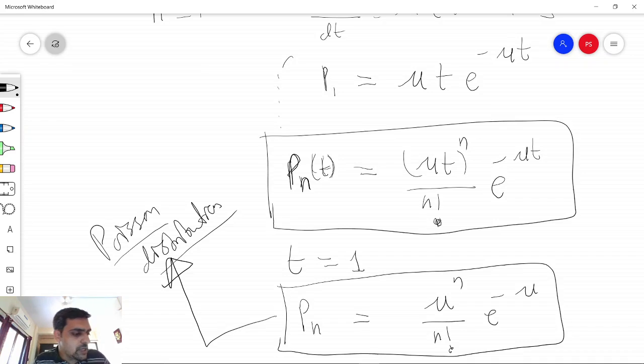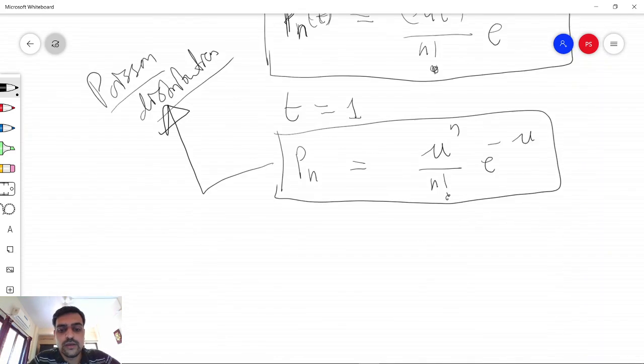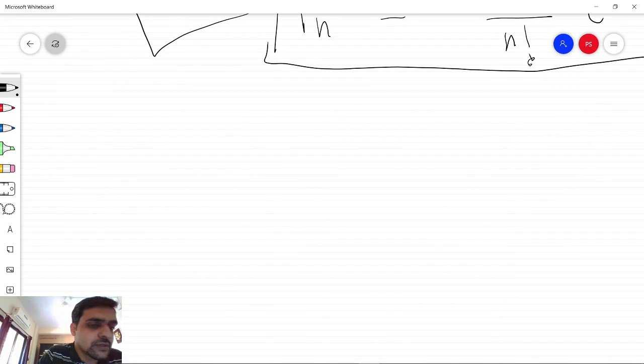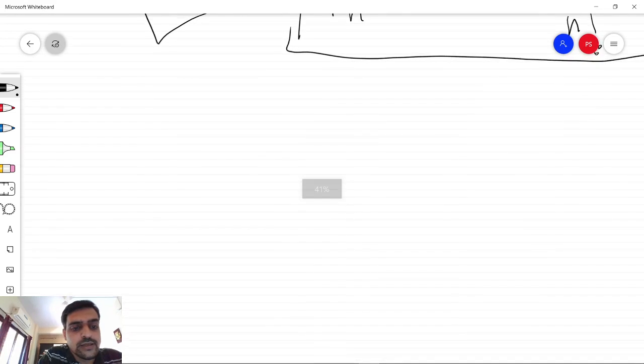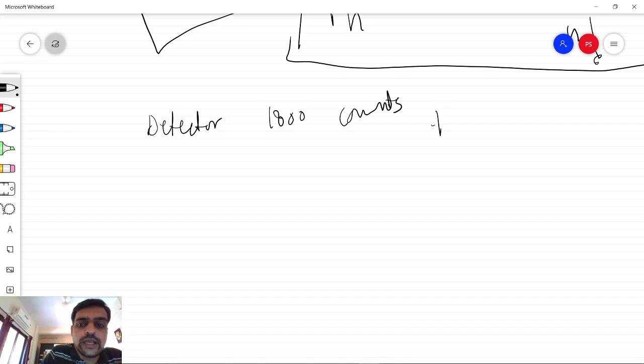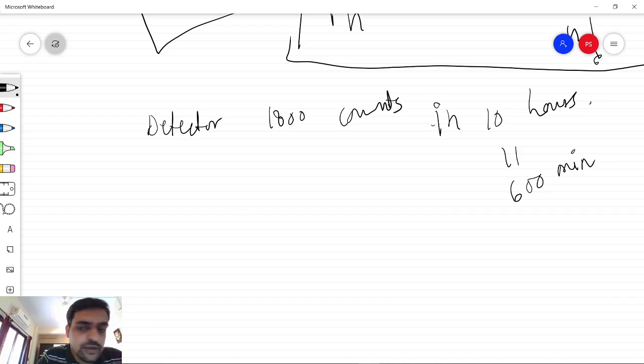We will take an example to understand this further. Consider that there is a radioactive source which emits particles, as we have already discussed, and there is a detector which detects 1800 counts in 10 hours. So 10 hours is nothing but 600 minutes. Let us calculate the mean value mu.